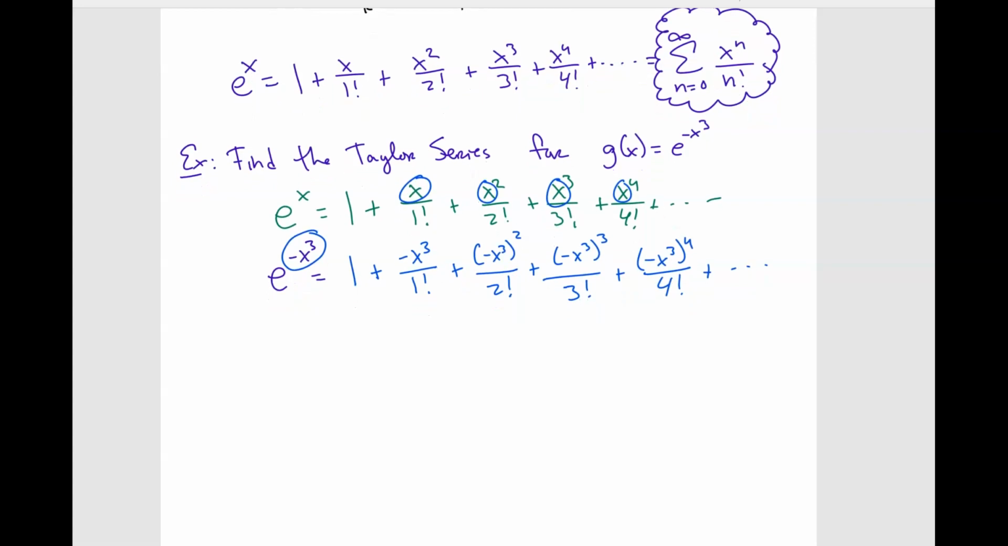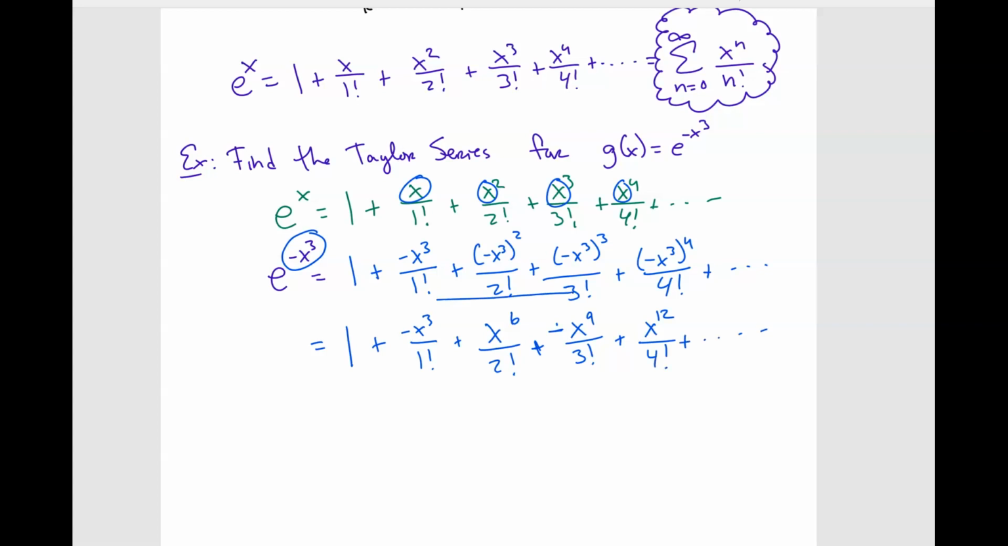Okay, so now all I have to do is clean it up a little bit. So it'll be 1 plus negative x cubed over 1 factorial. Squaring this is going to give me a positive 1, and then I'm going to have x to the power of 6 over 2 factorial. Cubing this is going to give me a negative 1, so it's negative x to the power of 9 over 3 factorial. You can see that this one is going to be negative. And then taking the 4th power is going to be positive, so it's x to the power of 12 over 4 factorial. Plus, and then it continues on.